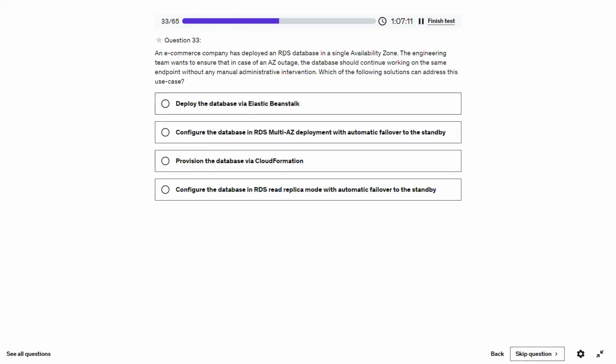An e-commerce company has deployed an RDS instance in a single availability zone. The engineering team wants to ensure that in case of an AZ outage, the database continues to work. Right now they deploy the database in only one zone, but they want to make sure that if that zone has an outage, their database is available. So they have to deploy the database in multiple zones. Configure the RDS database in multiple zones with automatic failover to the standby. This looks correct.